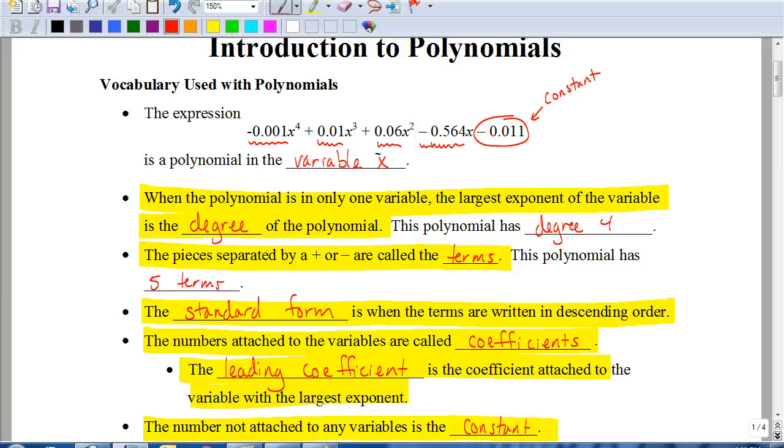Now we have a very special coefficient, and that's what's called the leading coefficient. The leading coefficient is a coefficient. It's the number attached to the variable with the largest exponent. So wherever the degree is, here's the degree. So if the degree is 4, that means the leading coefficient is negative 0.001 in this case. So the leading coefficient is not the largest coefficient. The leading coefficient is the number attached to the variable with the largest degree.